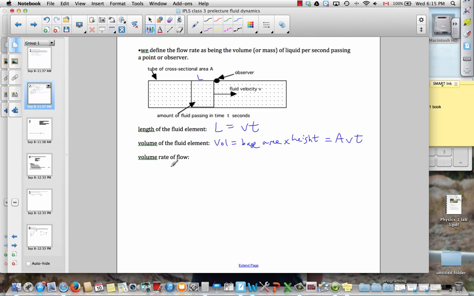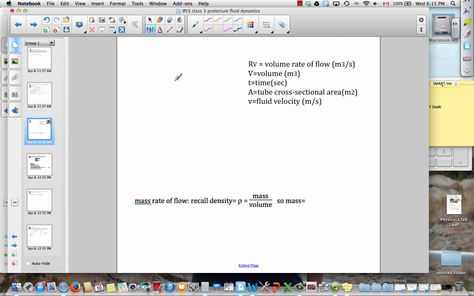We define the volume rate of flow as being the ratio of the volume flowing by in a given unit amount of time. Using our expression here, cross-sectional area times speed times time, divided by time, we see that the volume rate of flow is the product of cross-sectional area and fluid speed. So we'll introduce a symbol R for rate and vol for volume. So this is volume rate of flow. That's the ratio of volume to time, and it's the cross-sectional area times the speed.